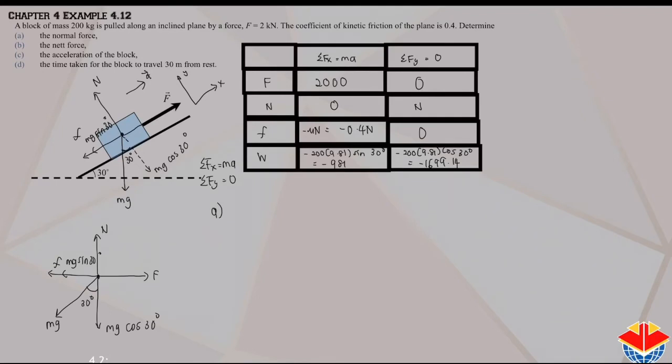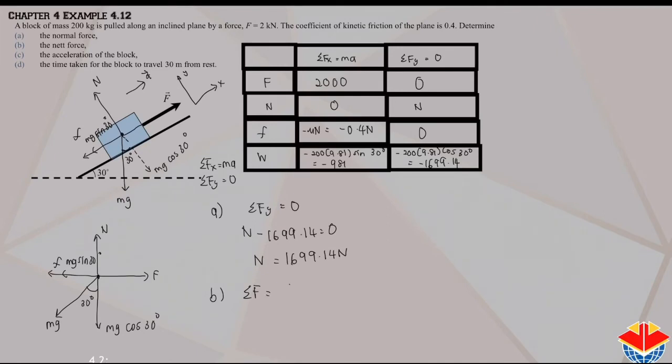Okay, so for the first question, we need to find the normal force. If you look at your table, the only way we can find the normal force is using summation Fy. Summation Fx cannot be used, because there's ma and a is unknown. So we use summation Fy equals 0: N minus 1699.14 equals 0. So the normal force will be 1699.14 Newton.